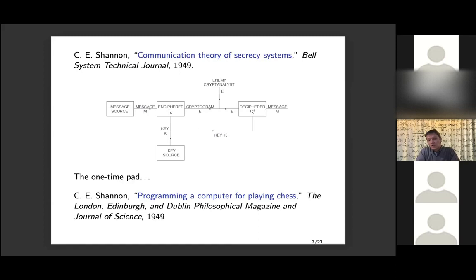And basically what you do is that you multiply or you add to your message a completely random key to scramble it completely, and then only a person who has the key can reproduce the original message. So he proved that the key has to be as long as the message, and it's also sufficient to have a key that is as long as the message, but it's not possible to have a key that's shorter than your message.